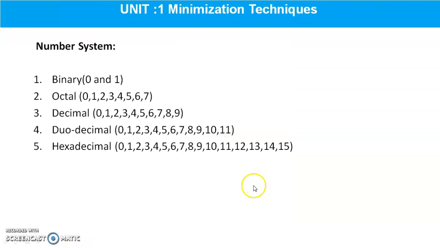For the binary number system, we consider the values 0 and 1, and the base is 2. In the octal number system, we consider a total of 8 numbers from 0 to 7. For the decimal number system, we consider the numbers from 0 to 9, so the base is 10. In the duodecimal number system, we consider base 12, so the numbers are from 0 to 11. For the hexadecimal number system, the total numbers are 16, from 0 to 15, and after 9 we write the numbers as capital A, B, C, D, E, F.